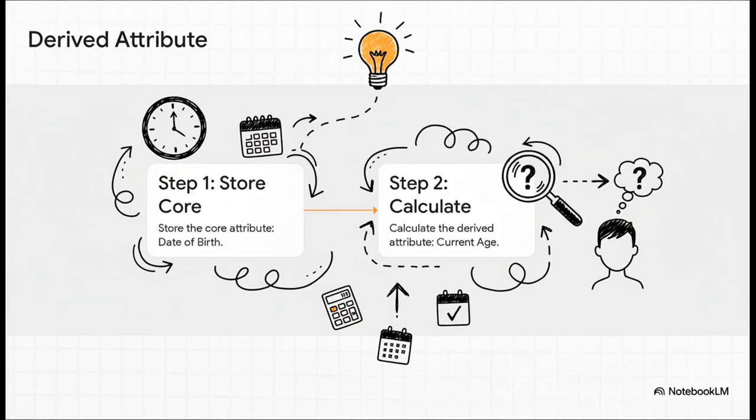And here's the perfect example of a derived attribute in action. We don't need to store a person's age and then have to remember to update it every single year. That's just a massive headache. Instead, we do something much smarter. We store one solid fact, their date of birth, and then we just calculate their age whenever we need it. It's simple, it's efficient, and it's always right.